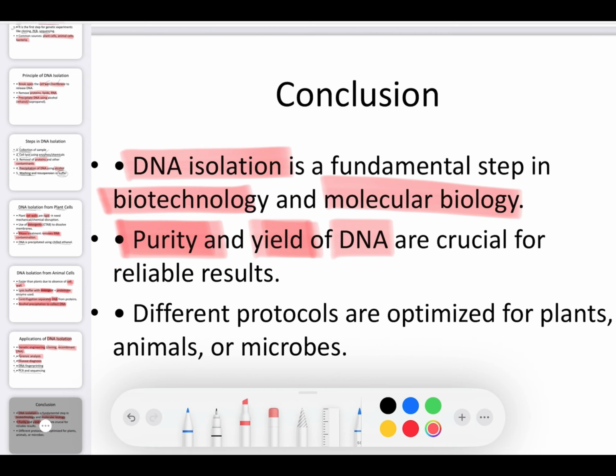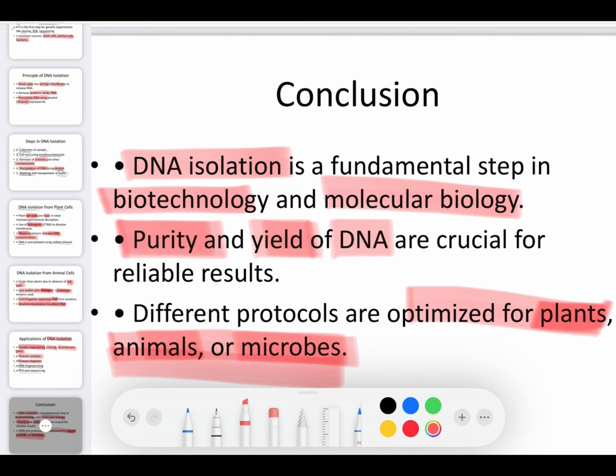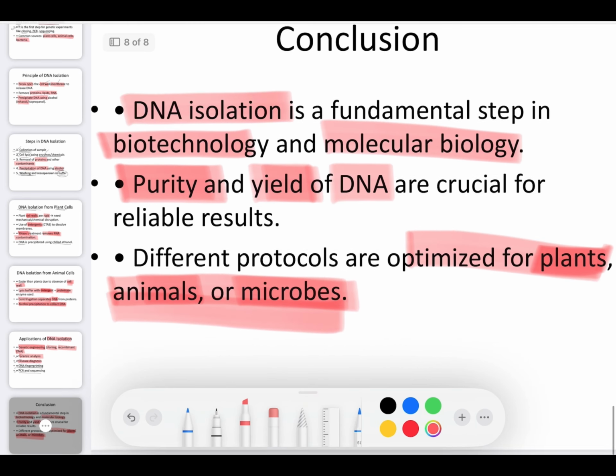So different protocols are optimized for plants, animals and microbes. Yes, obviously, as we have seen, the plants have a cell wall. So that is why we will use different techniques and procedures for the isolation of the DNA whenever we are isolating the DNA from the plant cell. And for the animal cells, the steps will be different, and for the microbes, the steps will again be different, right? So this is the total DNA isolation procedure that you need to remember.